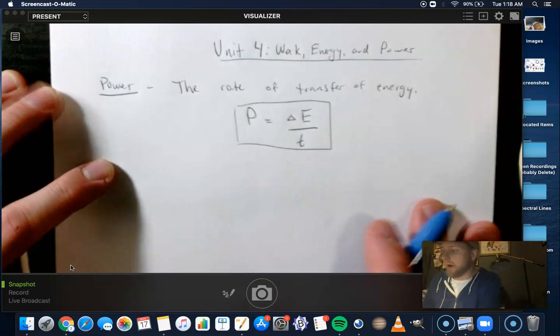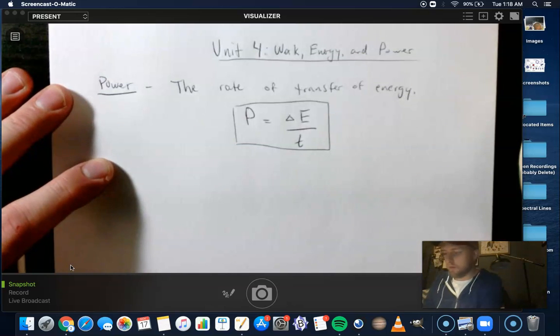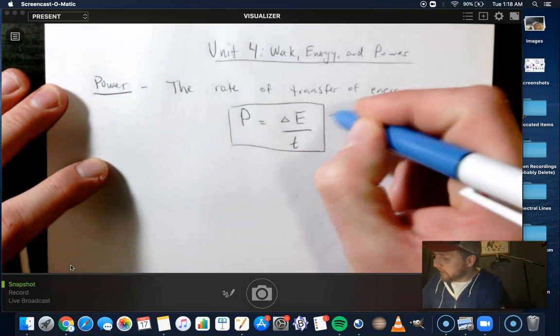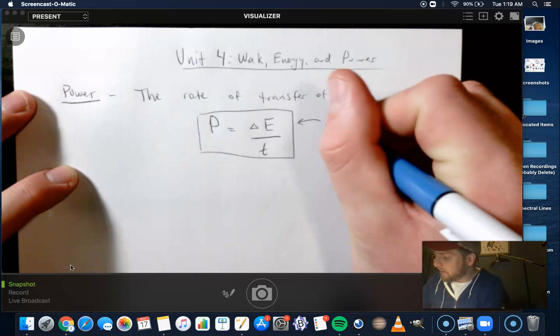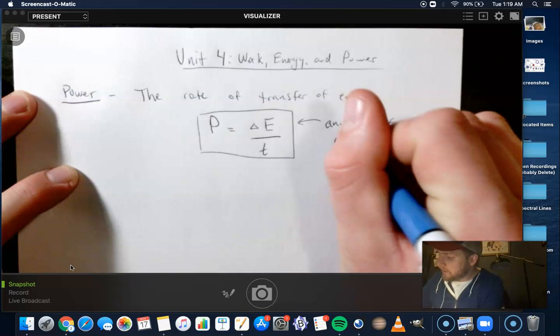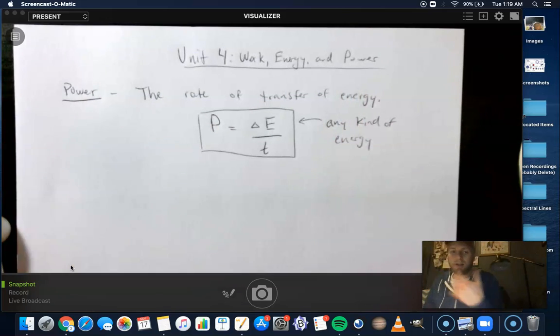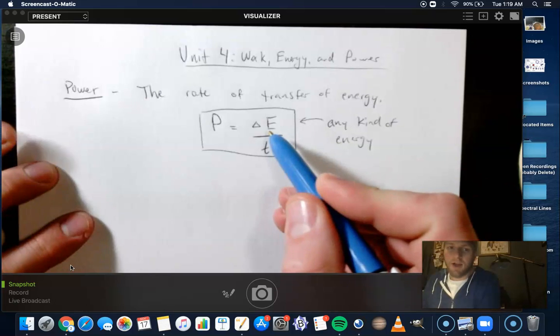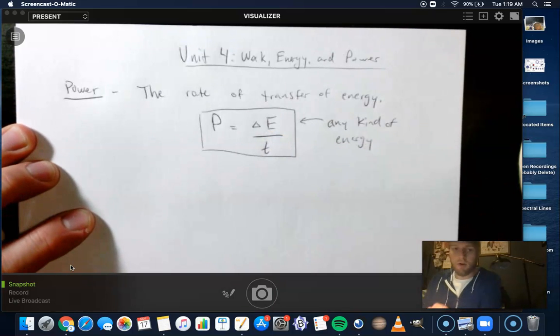And what's nice about power is it can be sort of carried around and used very generically. Here, this energy is any kind of energy. So we could be talking about electrical energy, we could be talking about potential energy, we could be talking about kinetic, we could talk about nuclear energy if you'd like. So in general, power is defined as how much energy is transferred per unit time.